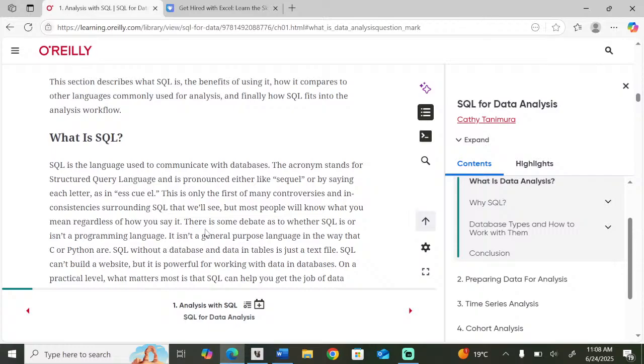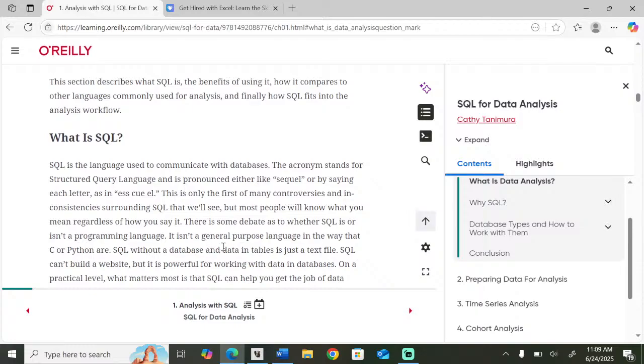Okay, so there is some debate as to whether SQL is a programming language. There are people who say SQL is not a programming language, and on the other side, people who say SQL is a programming language. On my side, I say SQL is not a programming language. There's no issue with that as long as you know how to write the queries. Don't worry about that.